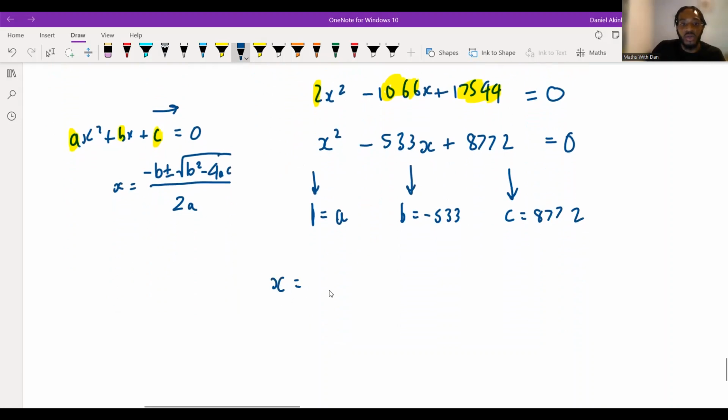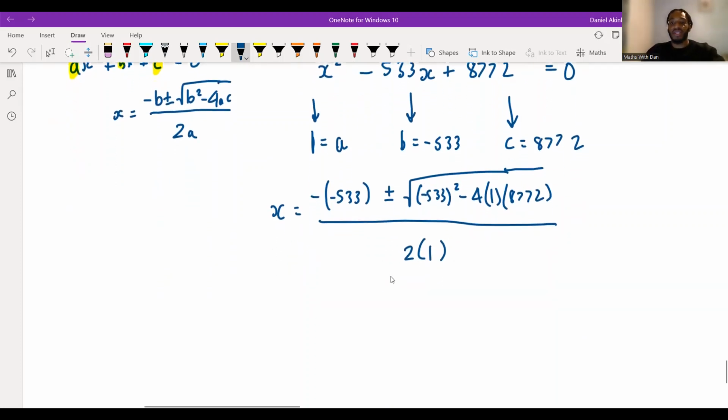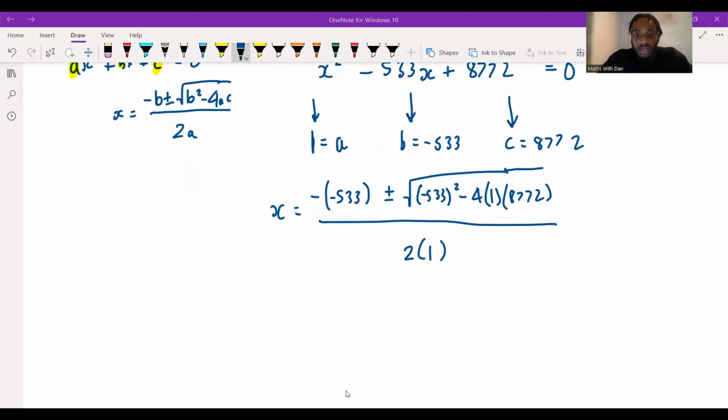So x is equal to minus b, so a minus and then a minus 533, plus or minus the square root of b squared, so minus 533 all squared, minus 4a, which is 1, and then c, which is 8772, all divided by 2a. So 2 lots of 1. And then you're going to put this directly into your calculator. So I'm just going to share my screen so you guys can see my calculator.